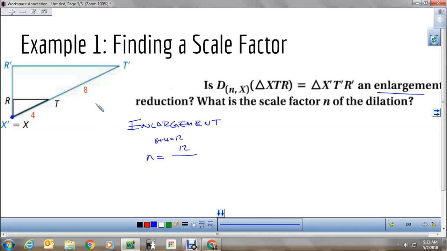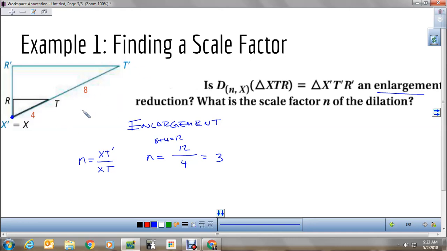So now the pre-image distance is going to be from x to t, which is going to be 4. So another way I could write the scale factor would be the distance from x to t prime over x to t. That's 12 over 4, which means it's an enlargement of 3. So we have a scale factor of 3. Everything is 3 times the length.